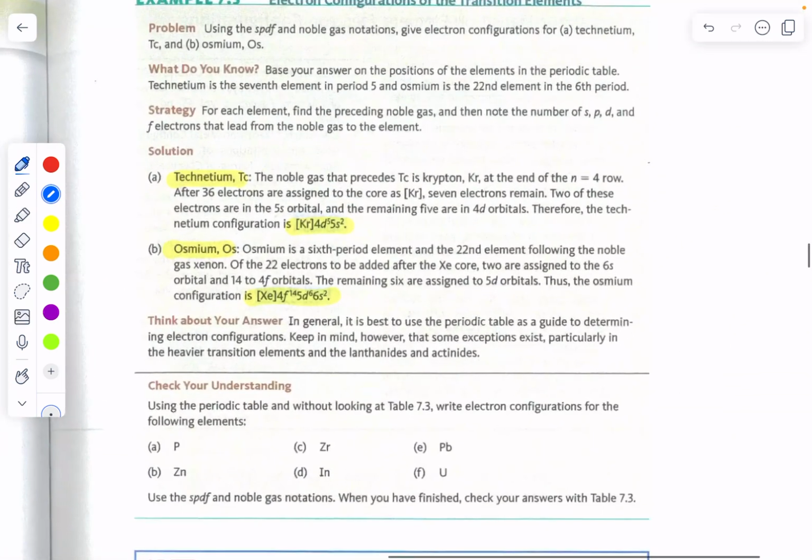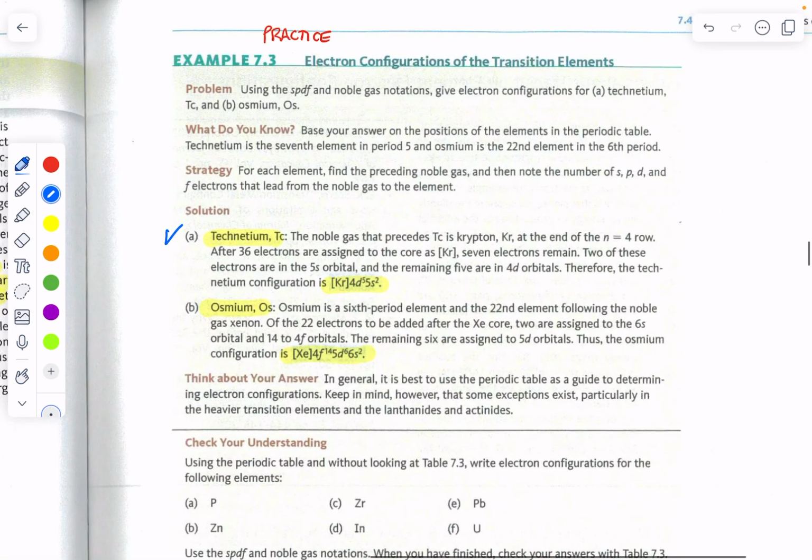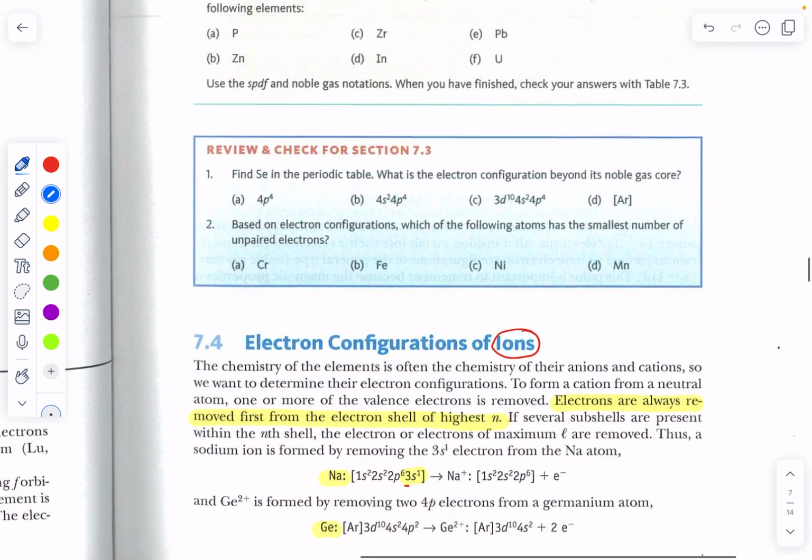And here again, I would suggest you do these two as practice and see if you can come up with those answers. And if you have any questions, let me know.